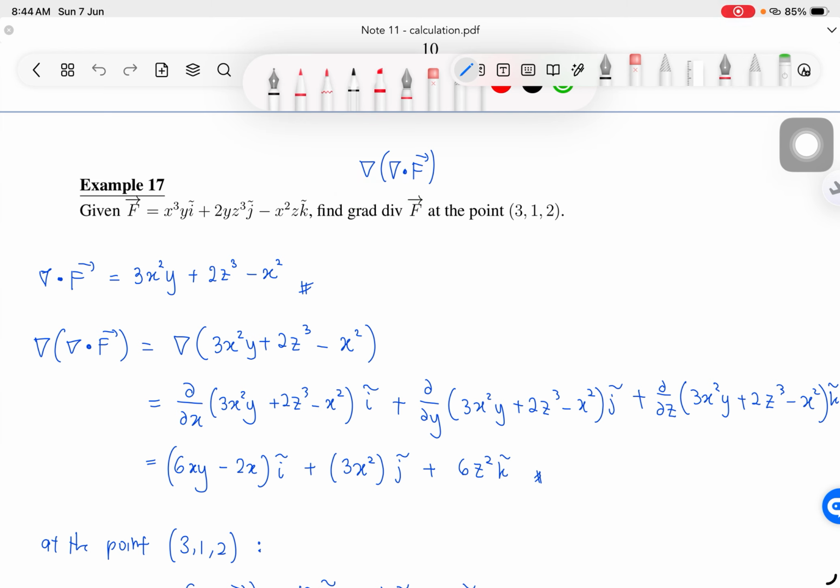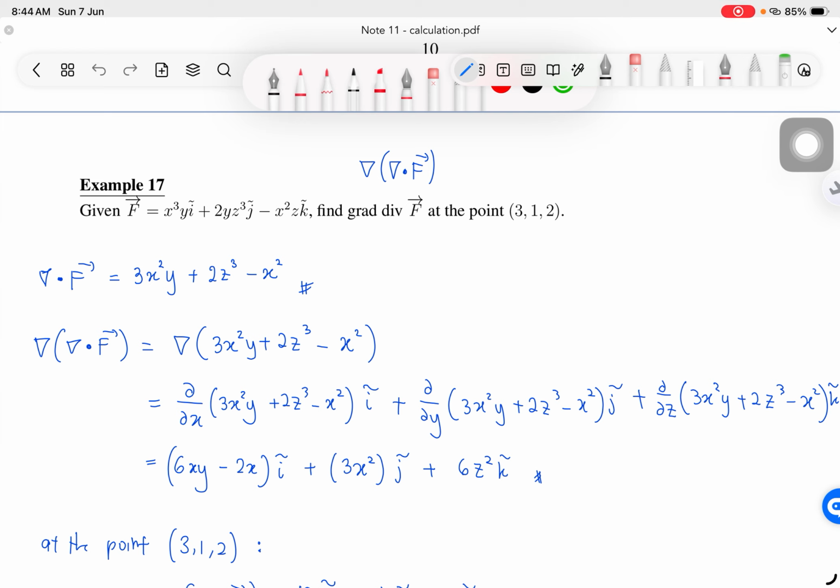What you need to do first is perform the dot product. You need to find the divergent F first. To find divergent F, it is del dot with F. So you obtain this one as your answer. Then after you obtain the divergence, only then can you apply the gradient.